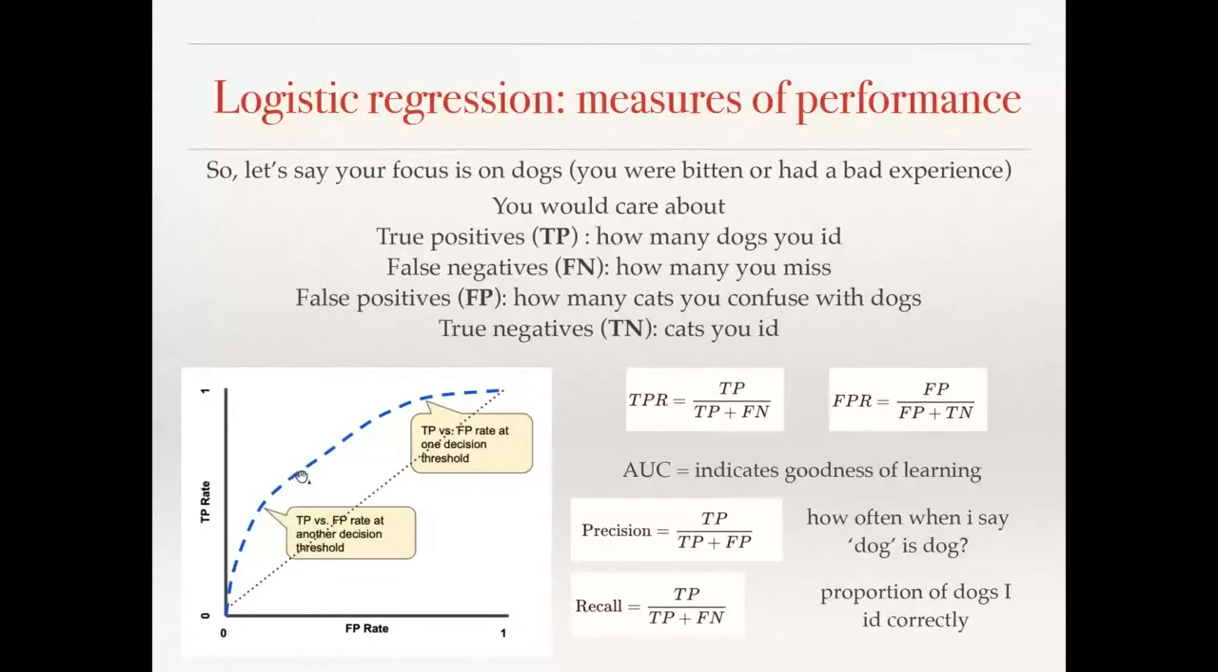So each of these points over here is actually computed by running the same algorithm, in the sense that it is logistic regression with the same data set, but with different threshold points.